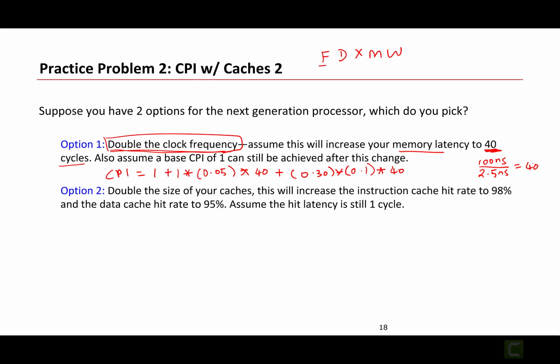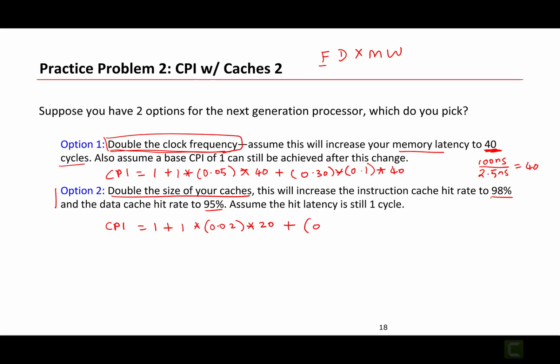Okay. All right, so now let's compute the CPI for option 2. So again, it's going to be 1 plus, for every instruction I have to access the instruction cache. So in option 2, I'm going to double the size of my caches. So when I double the size, the cache hit rate goes up. So instead of 5% miss rate, now it's only 2%. Now the main memory latency is the old main memory latency because the frequency of option 2 is the same as your baseline. So it's 20 cycles.